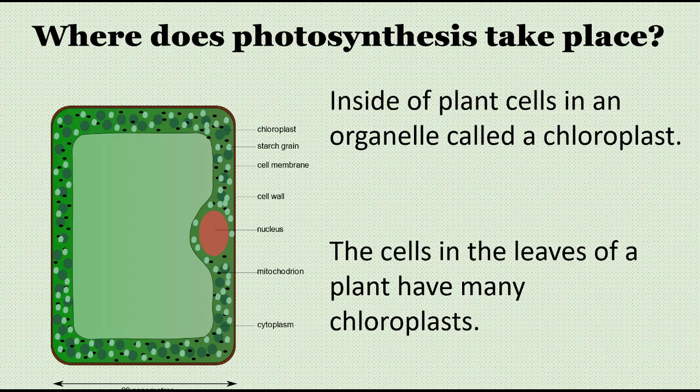The cells in the leaves of a plant have many chloroplasts. You'll see this in future diagrams where many of the chloroplasts are aligned along the outside ridge of the cell.